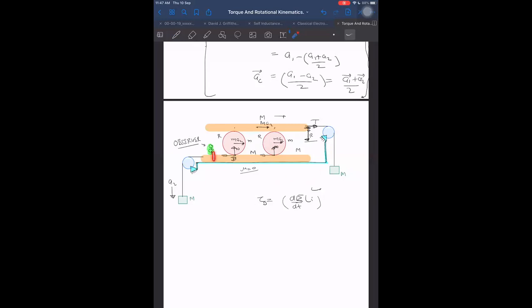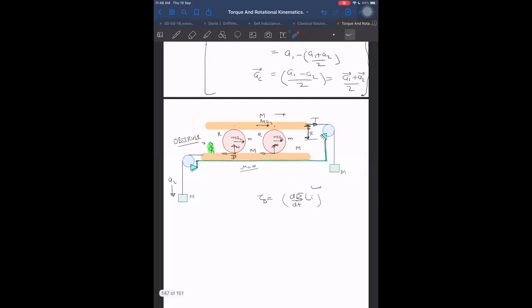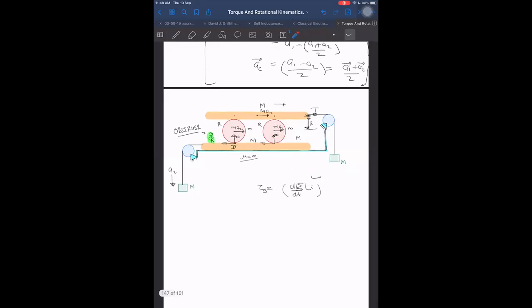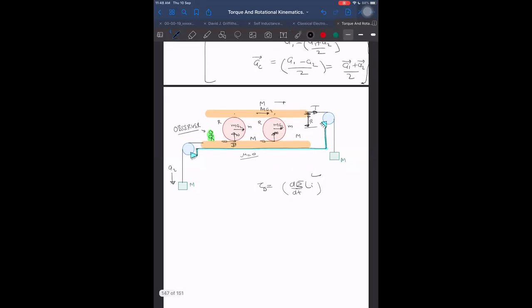But for that I need to know this distance, and that distance is not given to us. Okay, if I assume this distance to be something, then we can do it. But I have to assume some distance. How to write now? Or let us do one thing.